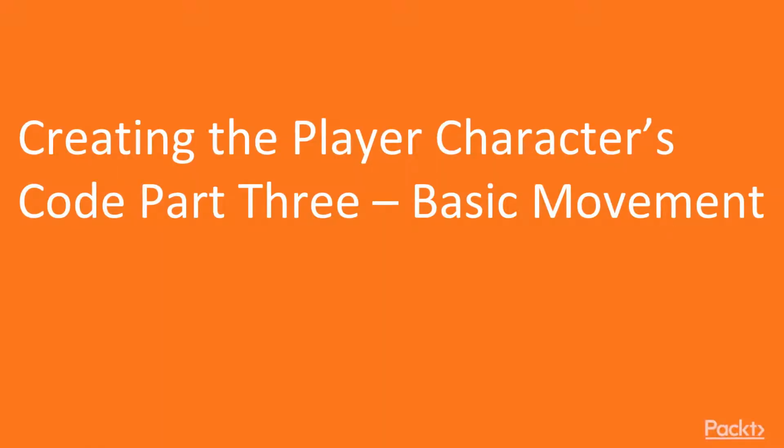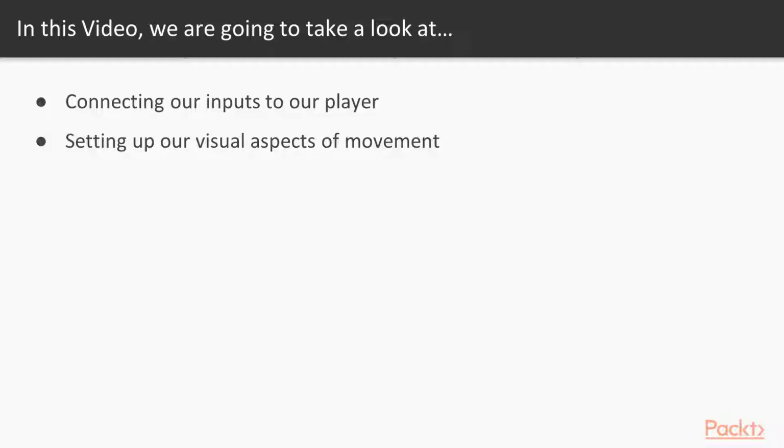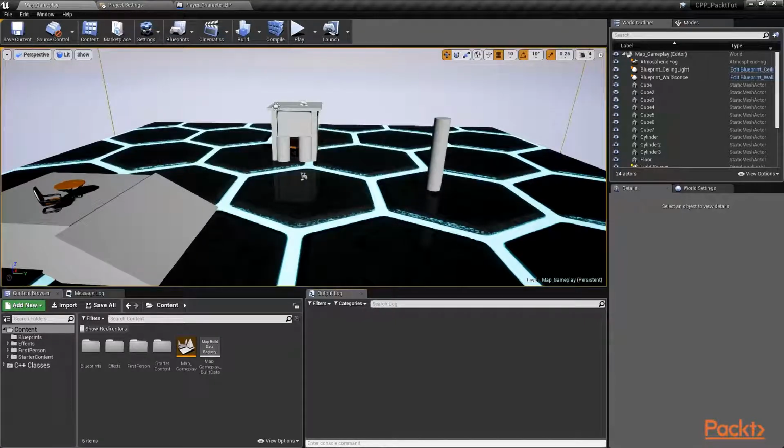Welcome to Section 3, Video 3, Creating the Player Character's Code, Part 3, Basic Movement. In this video, we are going to set up our inputs to connect to our player and set up our visual aspects of movement.